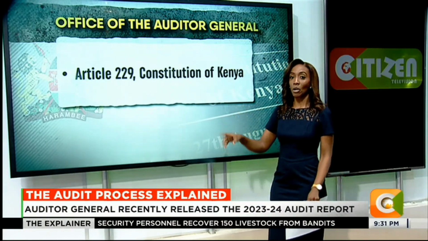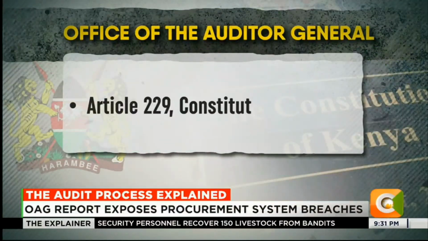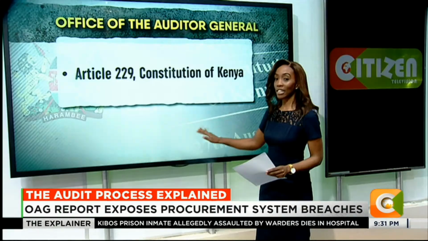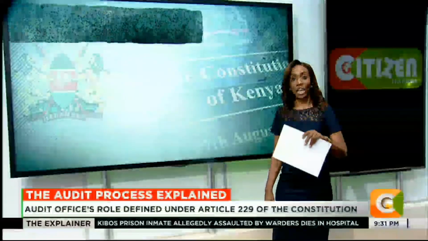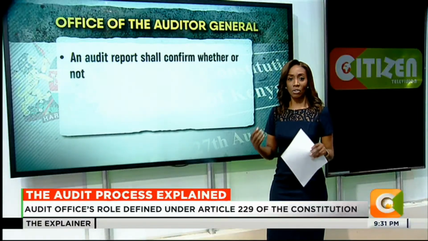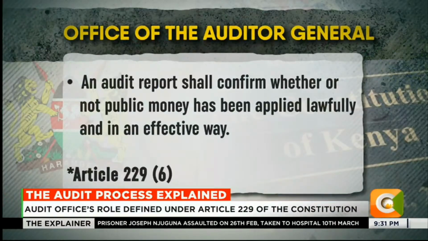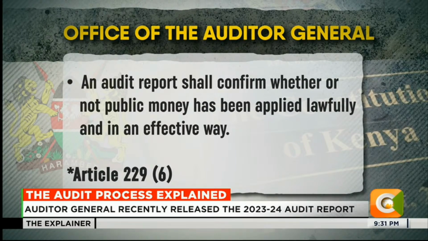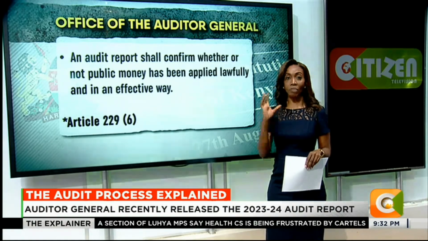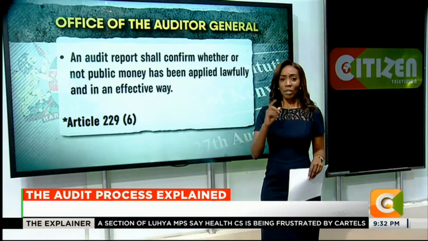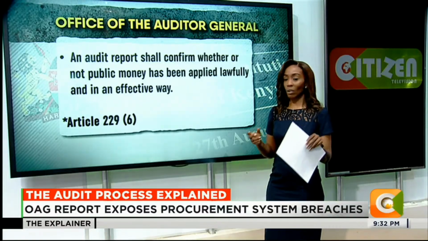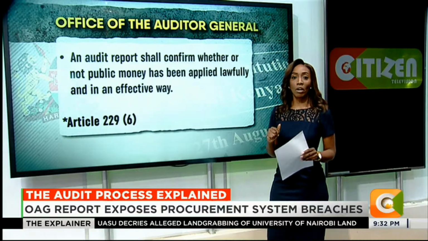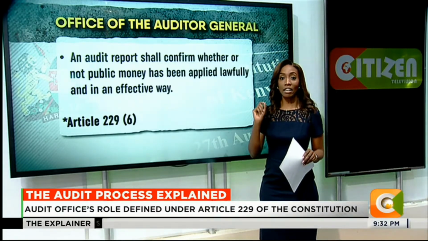And first, we begin with the Constitution of Kenya, Article 229, which lays out the role of the Office of the Auditor General. This office is mandated to audit the accounts of the national and county governments, funds and authorities, courts, commissions, and independent offices, even political parties that are funded by public funds, public debt, basically any entity that is funded by public funds. And what are they looking for in the process of their audit? Well, the law is very clear as to what they're looking to see, which is whether the public funds were applied lawfully and in an effective manner.